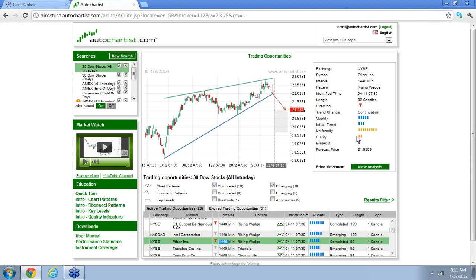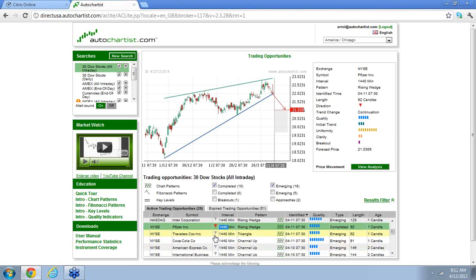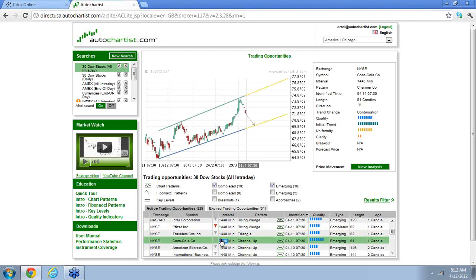All right, now going through the list, I can see that we also have a potential bearish pattern in Travelers or Coca-Cola. Here's a pattern from Coca-Cola. This is an emerging pattern. You can see that we just had a top. At the same time the S&P was breaking, this market was just finishing its top and starting to break to the downside.